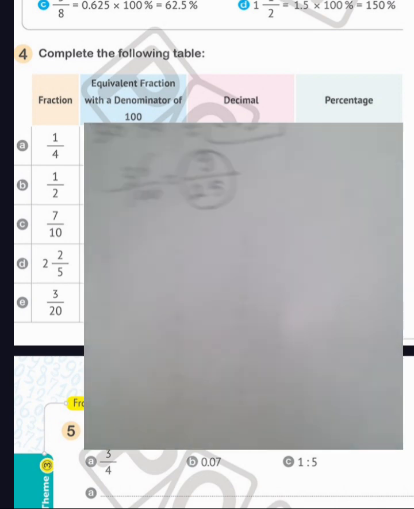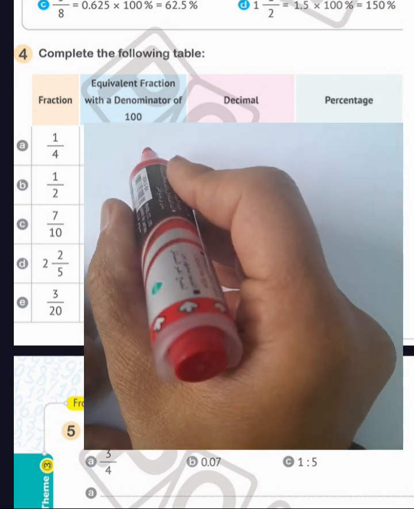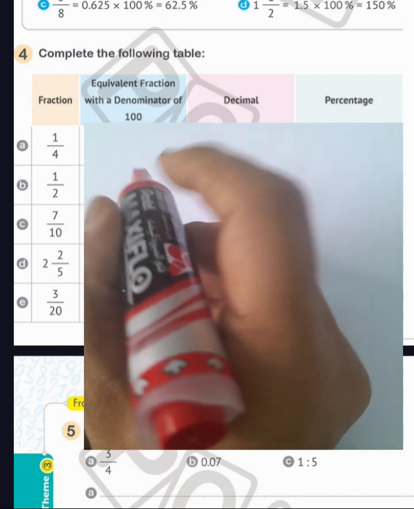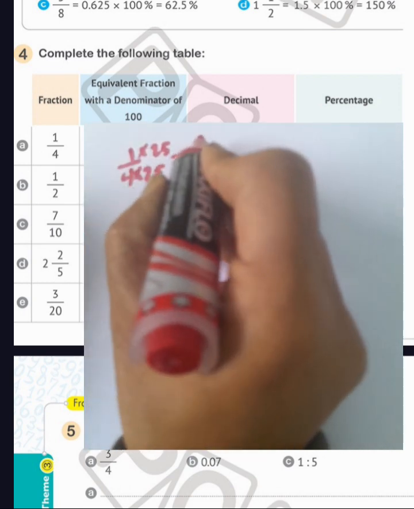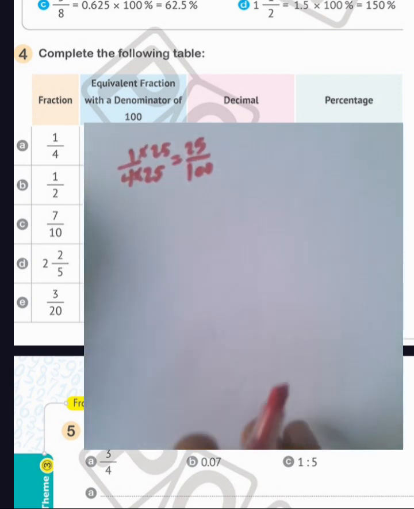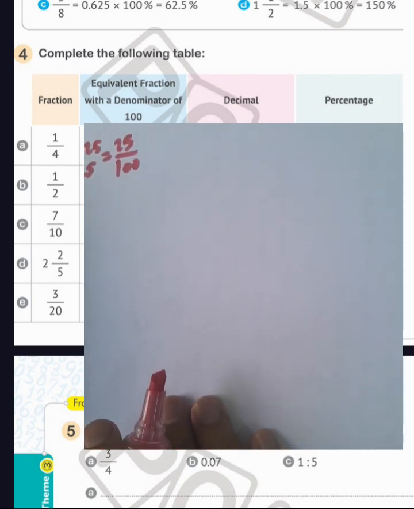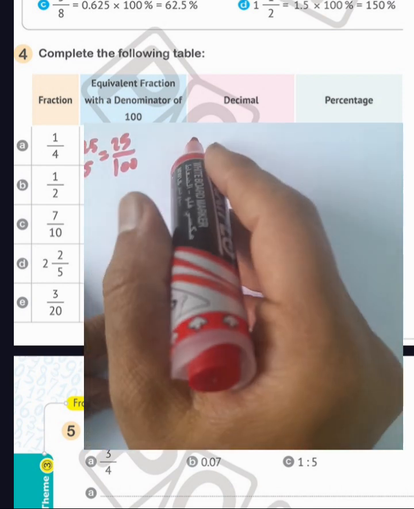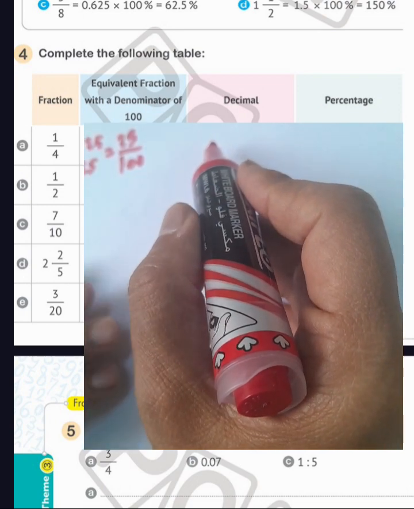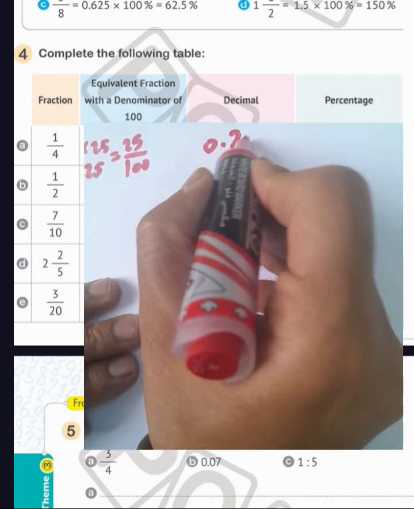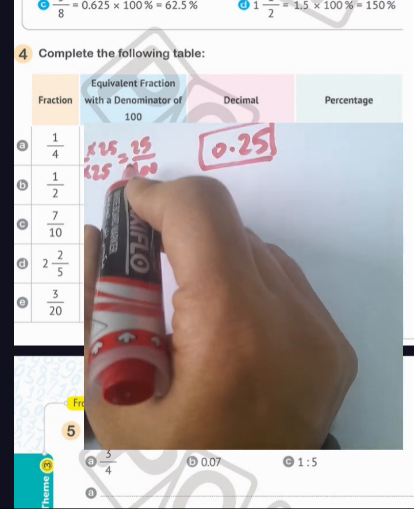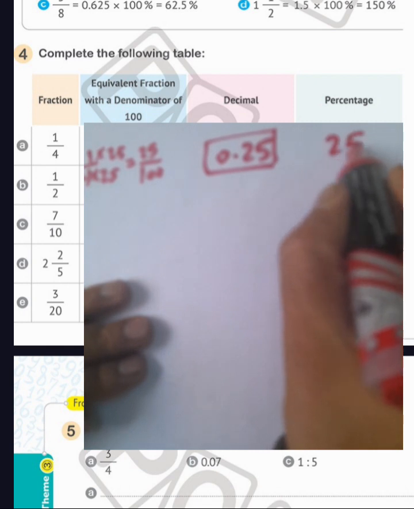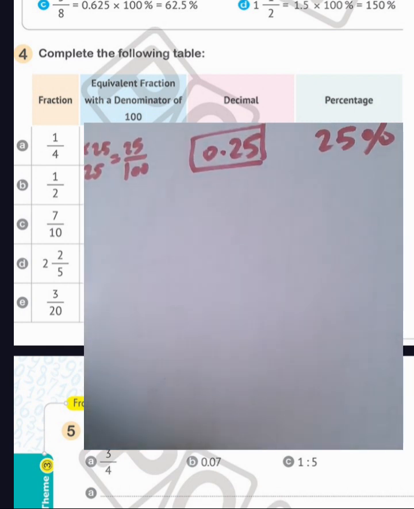First, we have 1 over 4. We want to convert 1 over 4 to denominator 100. Write 1 over 4, multiply by 25 the numerator and denominator, and the result will be 25 over 100. It's the first result in this table. And we want to write it as a decimal, then the point will be after two places. It will be 0.25. It's the decimal form, okay? And what about percentage? 25 over 100, it will be 25%. Understood? It's the result.